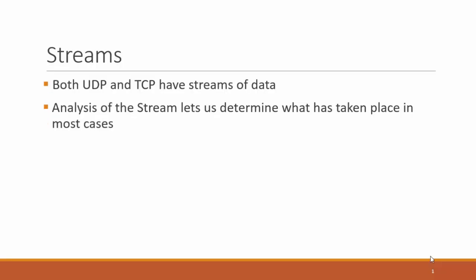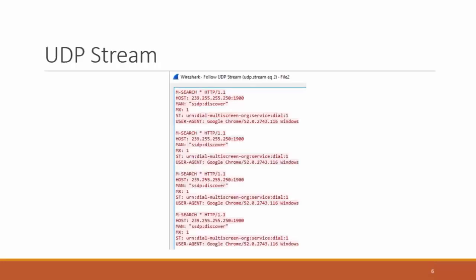It might be surprising, but both these protocols have streams, and we can analyze these streams to determine what is taking place, and more importantly, reveal the data within in some cases. You can see that UDP data is viewable, and we can determine that in this case, we have the Google Chrome browser, and it's running on Windows. All of this information is contained within the data of the packet.